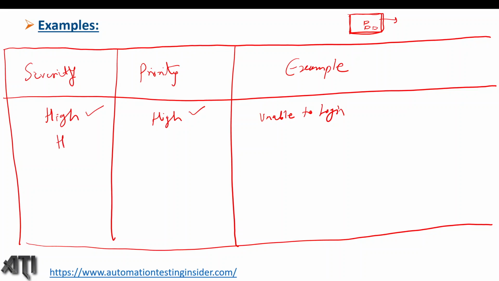Another example of high priority, high severity is, let's say while launching any website, we are getting a 500 internal server error or 404 page not found.